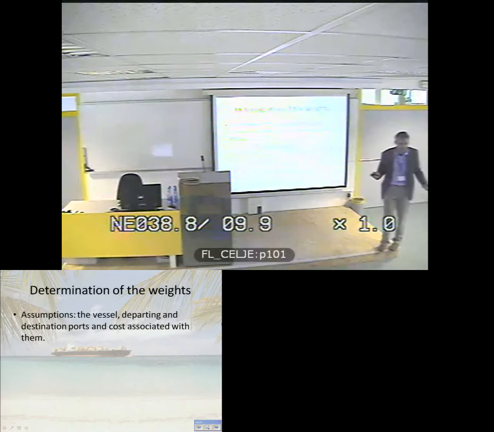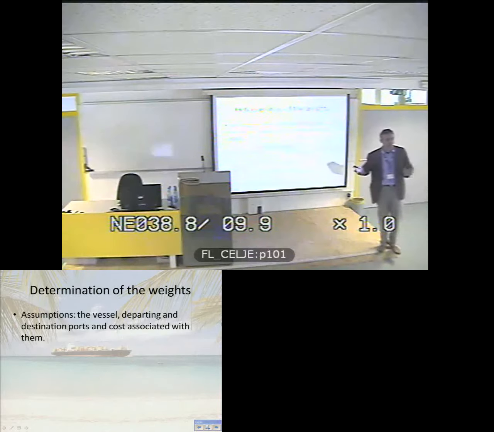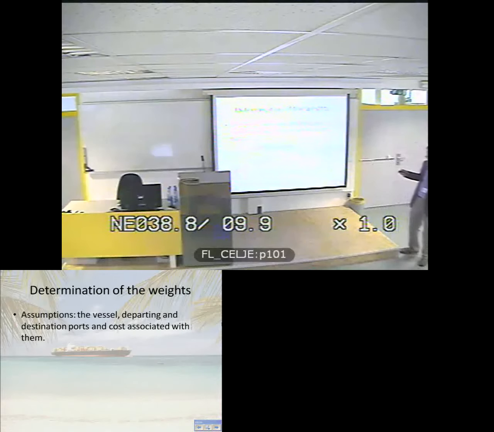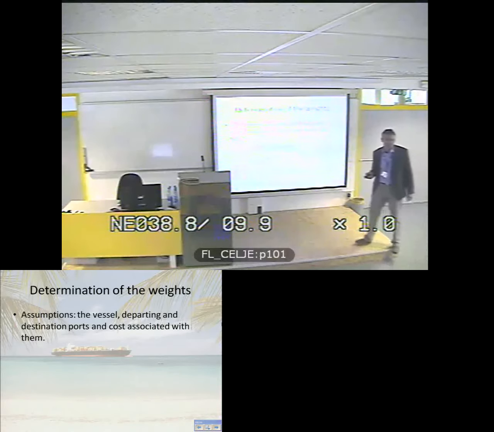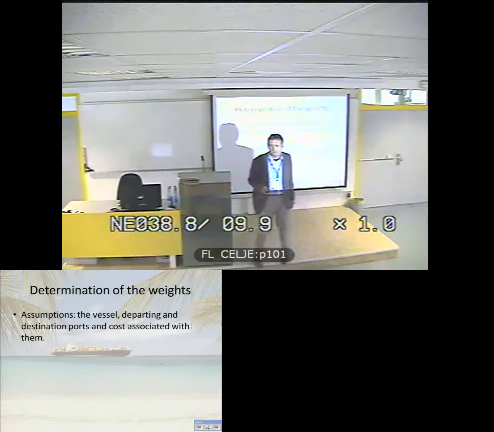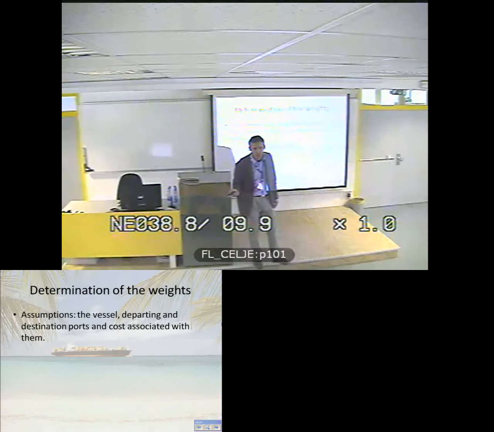Okay, first we had to make some assumptions about the data. The vessel we modeled was a Panamax size ship with 4,500 TEUs capacity. Sailing speed was rather high, 21 knots, but it's okay. I checked with all the literature. It's possible to operate at this speed.